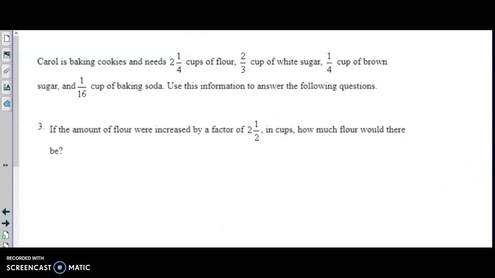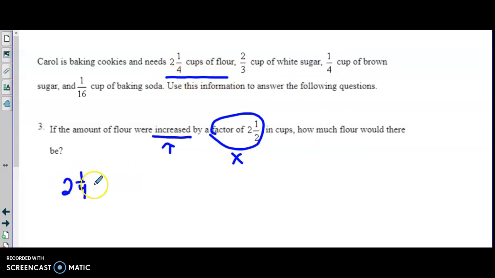Let's check out the next one. Same problem, but down here it says, if the flour were increased by a factor of 2 1/2 in cups, how much flour would there be? So again, we're increasing it, so we know we're making it bigger, and we're increasing it by a factor of 2 1/2, so we're going to be multiplying by 2 1/2. So let's start off with our original flour, which is 2 1/4 cup. So I'm going to take 2 1/4, and I'm going to multiply that by 2 1/2.